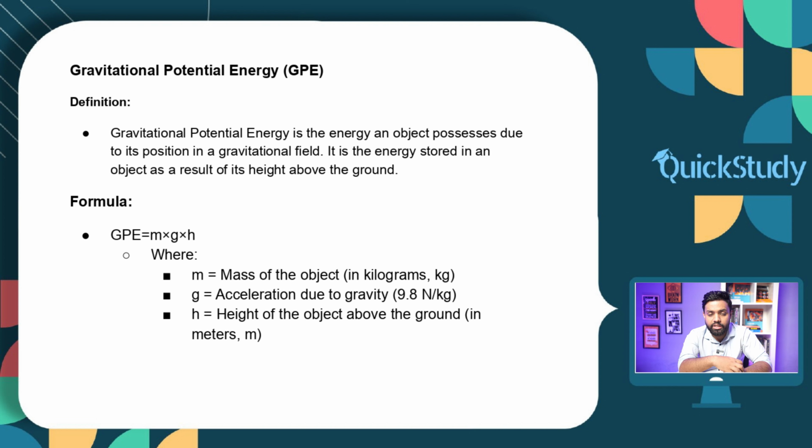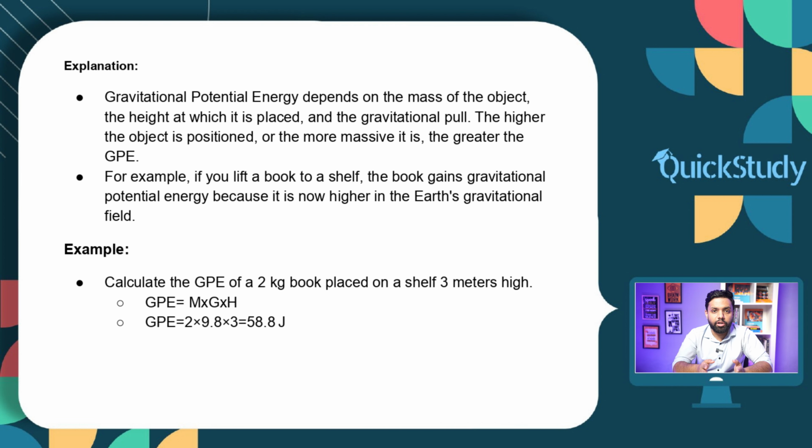We have a formula for this, which is GPE is equal to mgh, where GPE is the gravitational potential energy, m is the mass, g is the gravitational field strength, which is 9.8 Newton per kg, and h is the height. Gravitational potential energy depends on three factors, which are the mass, the height, and the gravitational pull. The higher the object is positioned, or the more the mass is, the greater the GPE. For example, if we lift a book from the ground to a shelf, the Earth's gravitational field would basically pull it more, so it has more GPE.